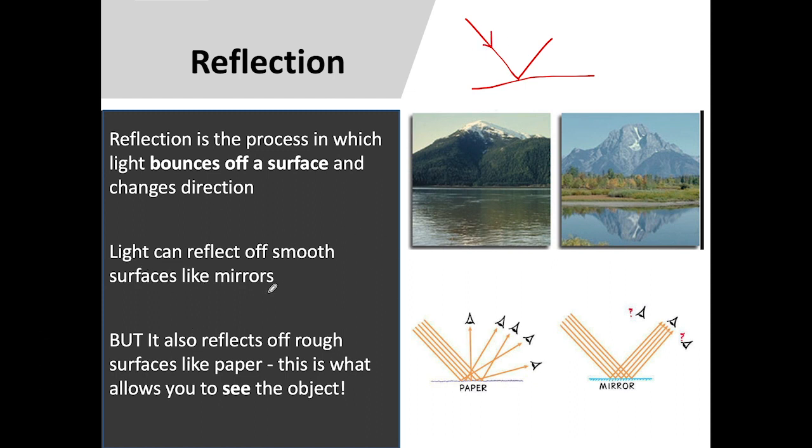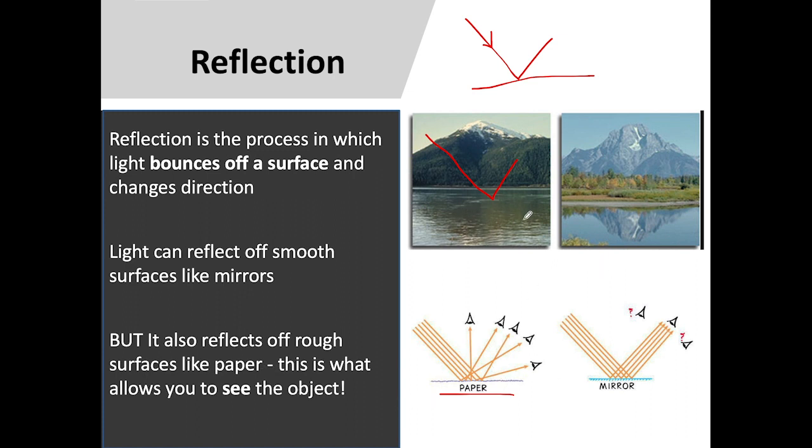Light can reflect not only off of smooth surfaces like mirrors or really smooth glossy things like water, but it can also reflect off things that are less smooth or rougher, ranging all the way from a lake that's got a little bit of waves coming off of it, which is still reflecting light, to something as rough as a piece of paper or any type of object. So it reflects off rough surfaces like paper, and this is what allows you to see the object.